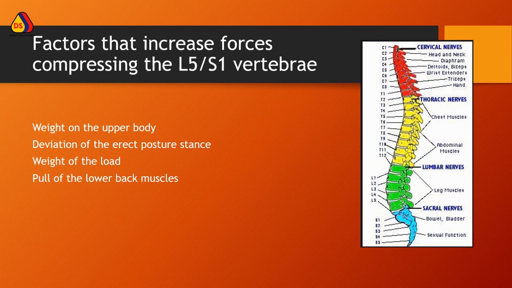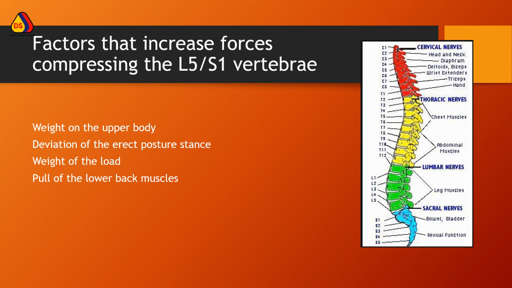The L5-S1 vertebrae are located at the base of the spine and play a crucial role in supporting the upper body and distributing forces and loads between the upper body and the lower spine. Several factors can increase the forces compressing the L5 and S1 vertebrae.